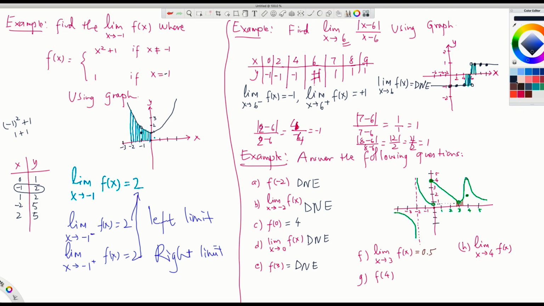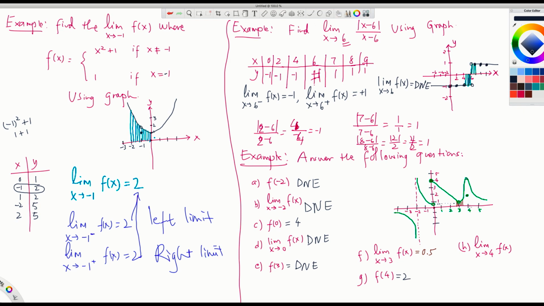How about f at 4? At 4, the height is that closed circle, right? Not that open one, because the open one looks like 4, but the height is 2. So the height of the function is 2 at 4. The functional value is 2.